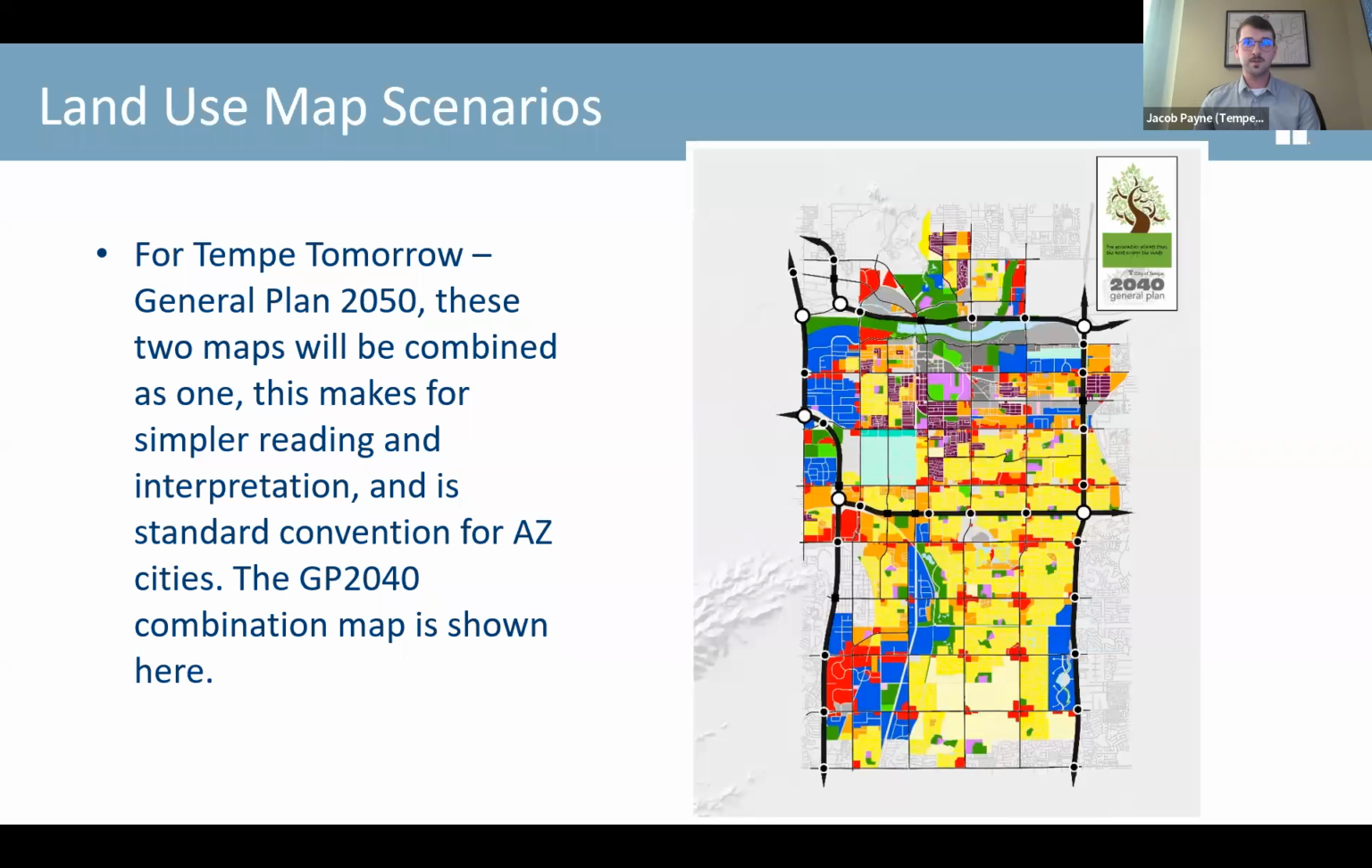So for the Tempe Tomorrow General Plan 2050 update, we're going to be combining those two maps, the land use and the residential density. The reasoning for this is that it would be easier to interpret. It's less combinations of categories. This is also convention. The city of Tempe was the only city in the valley to have two maps like this. So doing this is normal. It's commonplace among cities in the valley, among cities all over. So we're doing this to make it better for customers to understand it, residents to understand what designation the areas have, and overall, it's a more simple approach to land use planning.